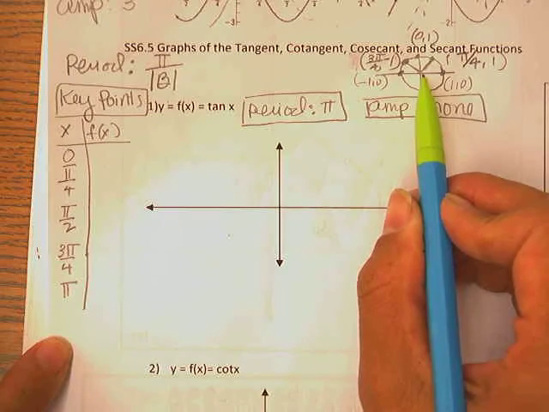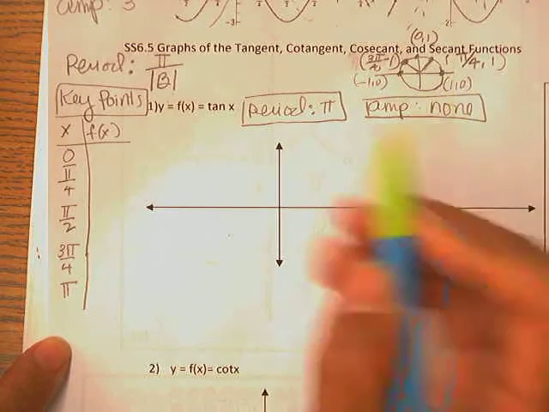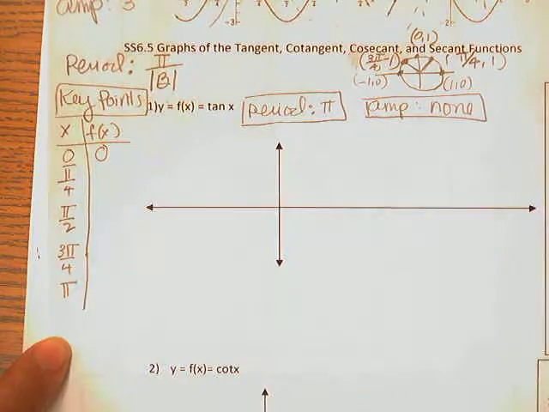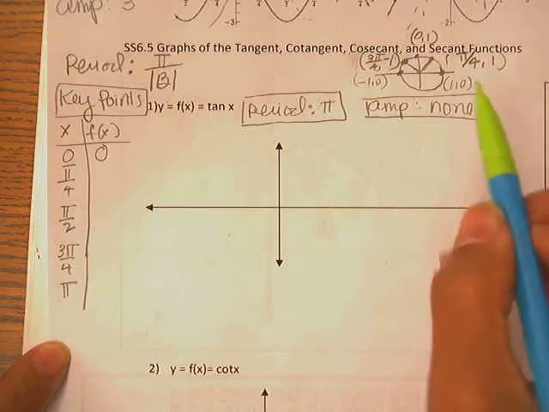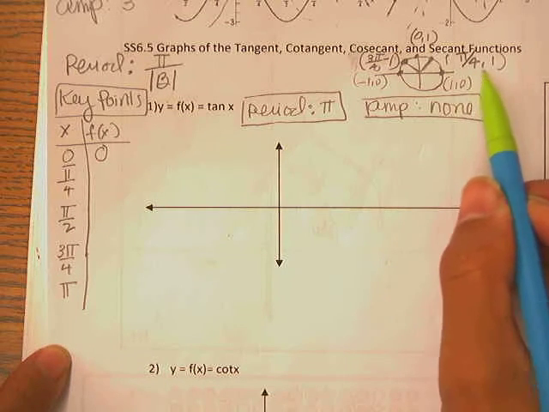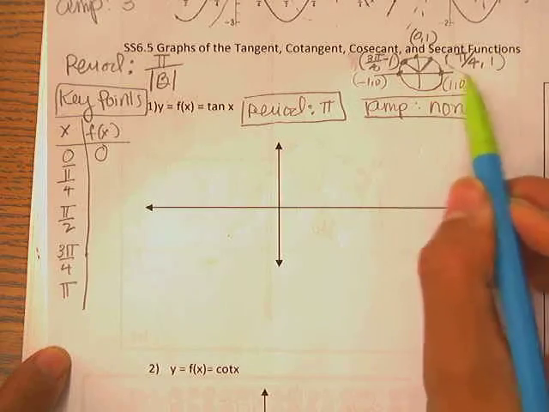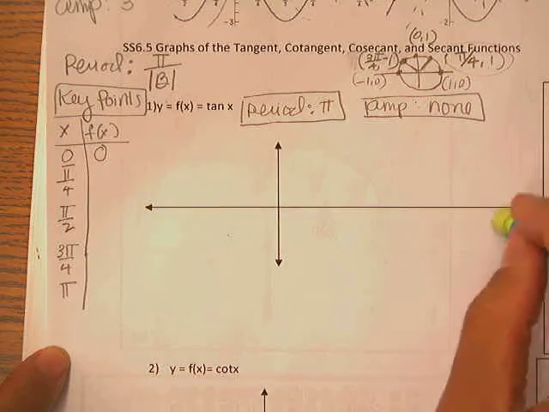Tangent is y divided by x. So y is 0, x is 1. Therefore, at 0, tangent is 0. Pi over 4, we know tangent is 1. Okay. You know what? That's kind of confusing, isn't it? Are you confused by how I'm labeling this? How should I label this?